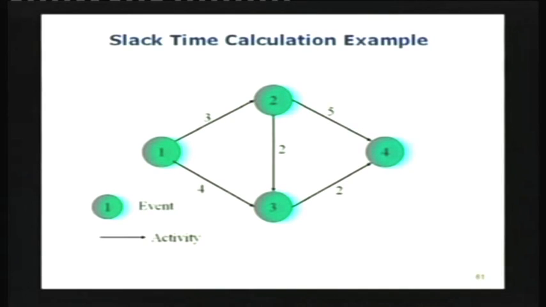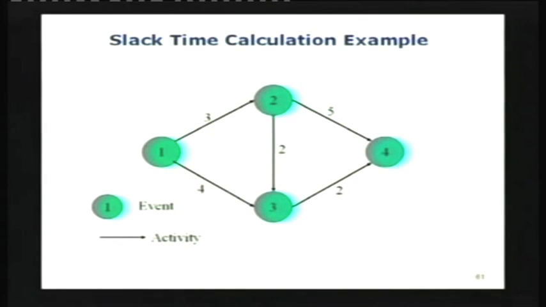Now I'll give you this example. Just copy this down and see if you could give me the slack times, and also if you could give me the project finish time. Work this out. What kind of diagram is this? Activity on node or activity on arc? Activity on arrow. Very good.